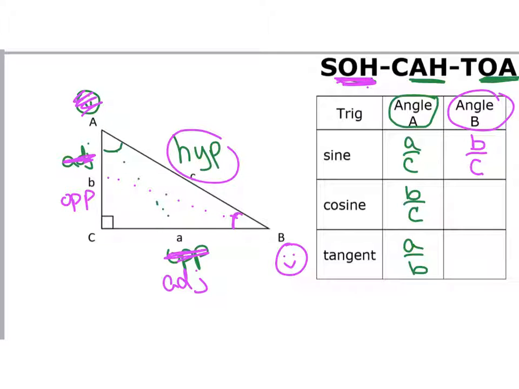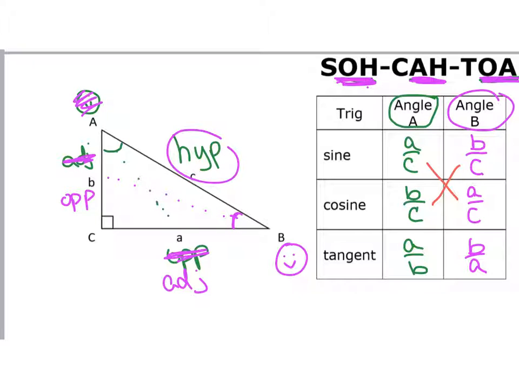My cosine, CAH, A over H, which is going to be A over C. And my tangent, B over A. Do you notice anything interesting about my fractions? The sine and the cosine ones switch places, right? And then the tangent ones do what? They flip over. What's the math word for flip over a fraction?